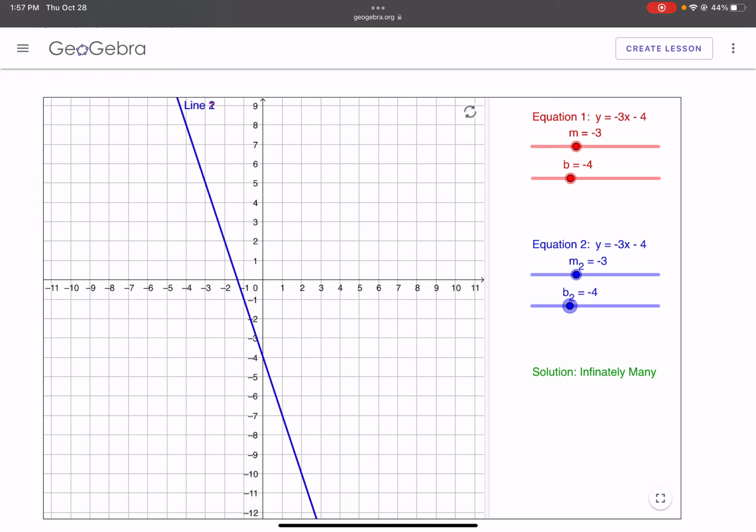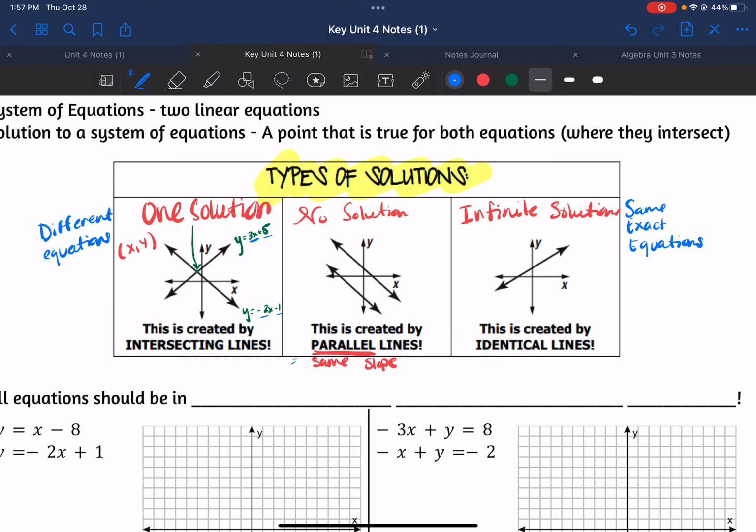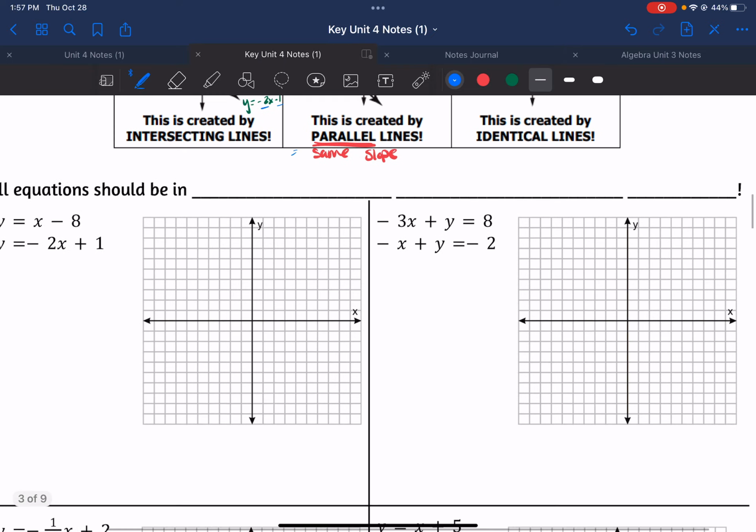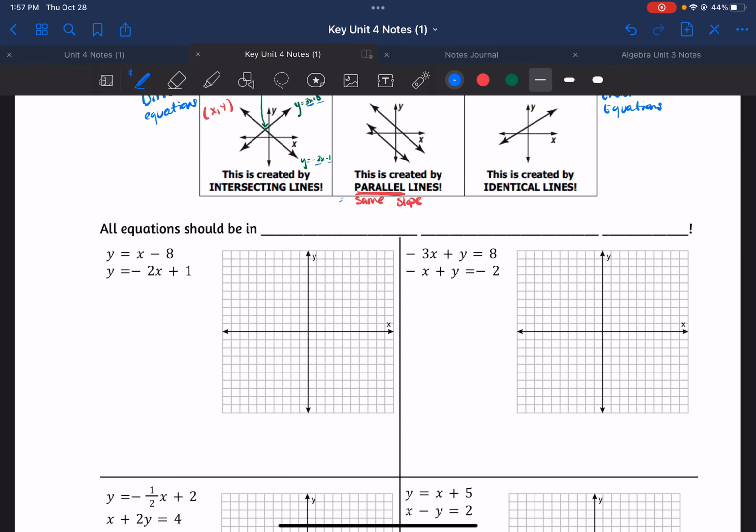So our graph will either look like this, it will look parallel, or it will intersect. It just depends on which way we're looking at. So let's go ahead and try to knock these examples out real quick. This right here, actually, I forgot this middle part. All equations should be in slope intercept form. Slope intercept form is y equals mx plus b.